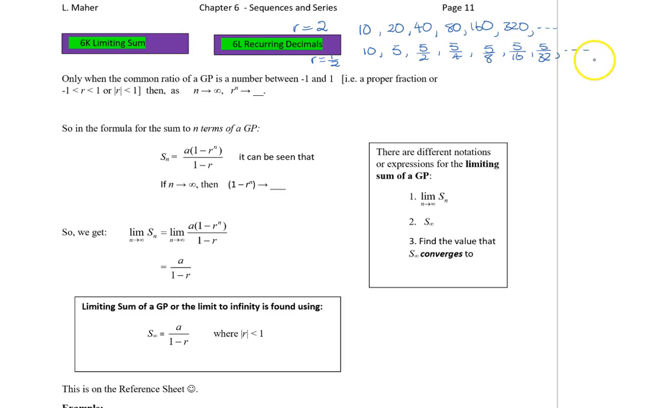So as our terms n goes to infinity, with an infinite number of terms, do we get a limiting sum? And the answer is yes, we do. Because the tiny little bit that you are going to add on is so insignificant, it's not going to really impact on the overall size of the sum. So that's what limiting sum is, and this only occurs when we have GPs, and it only occurs when the GP has a ratio that's a fraction, a proper fraction.